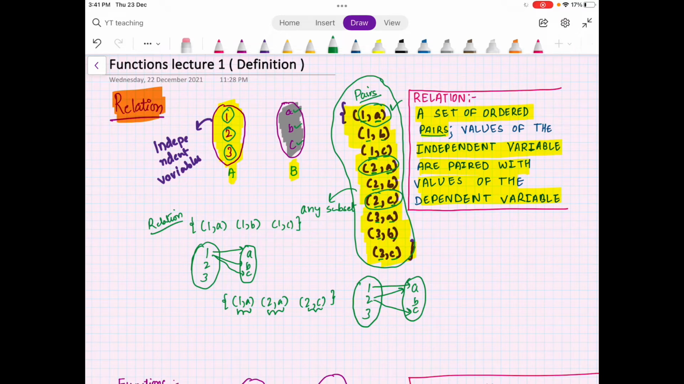For example, if I ask you, is 1A only this element a relation? Yes, this is also a relation. How does this relation look? You have 1, 2, 3 and then A, B, C, and 1 is related to A. This is how the relation looks. Now, to make a relation a function, we have some conditions.